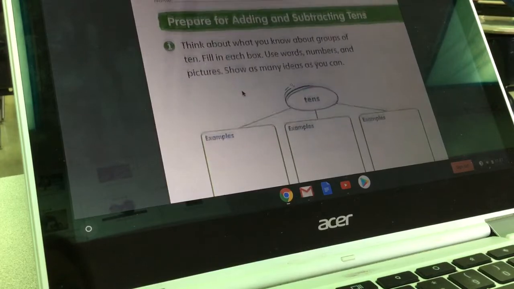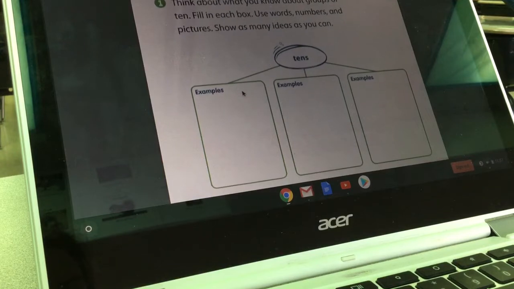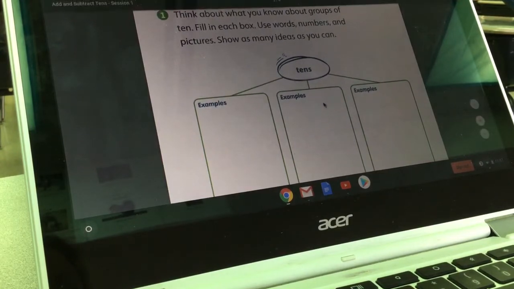When you're ready, go ahead and take the next page, which is our green page. It says prepare for adding and subtracting tens at the top. Okay, our directions say, think about what you know about groups of 10. Fill in each box. Use words, numbers, and pictures. Show as many ideas as you can. All right, so our focus word here is tens. We see it right here. We need 3 examples to explain what tens are. Remember, we can use words, numbers, and pictures for our examples.